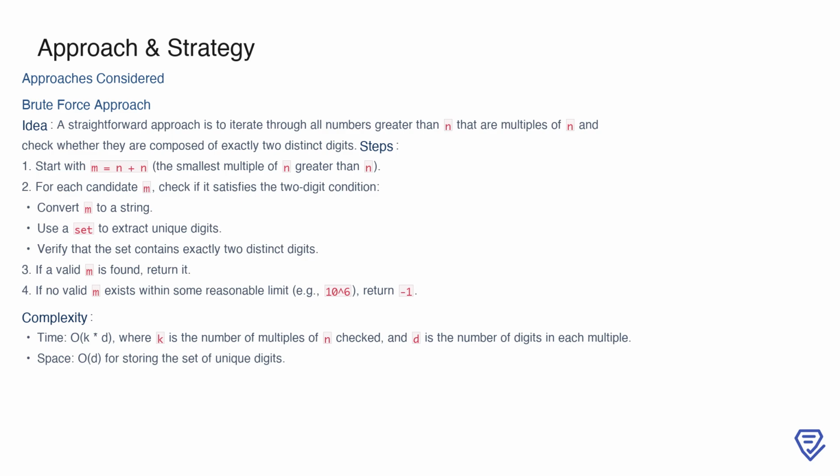While this method is simple and easy to implement, it has some drawbacks. The time complexity is proportional to both the number of candidates we check and the number of digits in each candidate, making it inefficient for large inputs. Additionally, it requires space proportional to the size of the digit set for each number checked. This simplicity comes at the cost of performance, especially when the input n is large.